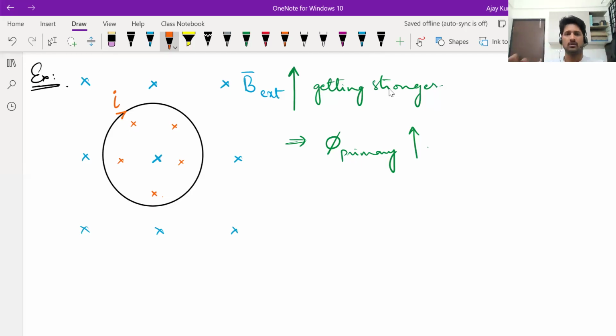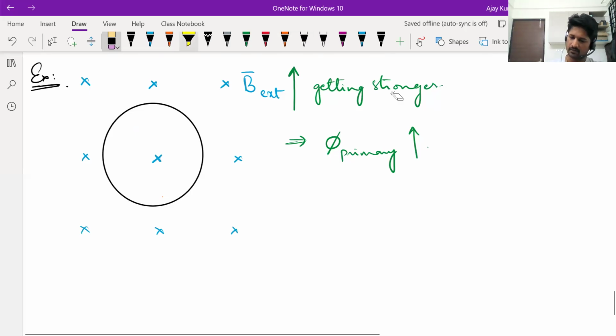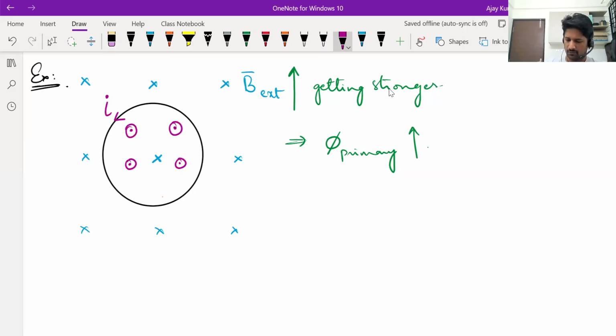Okay. This is not what is observed. The current flow will not be in this direction, because if it is in this direction, it's kind of supporting the change in primary flux. Now there is another choice also. Now current could flow in the opposite direction, right? If current flows in the opposite direction, this way, then clearly the magnetic field produced by this current, which is the secondary field or the secondary flux, would be out of the screen. If it's out of the screen, it is opposing the primary flux. It's trying to make the external field weaker.